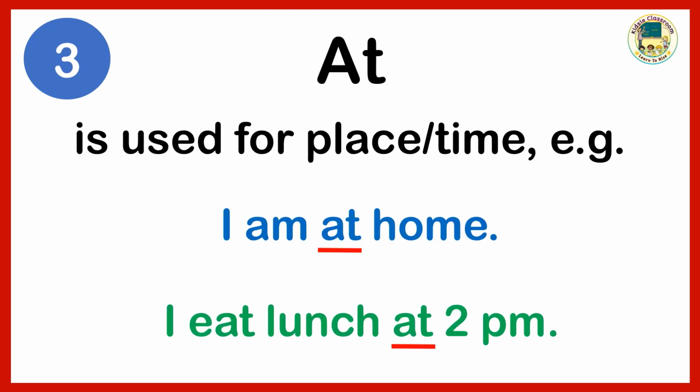Next preposition is at. At is used for both place or time. For example, I am at home. In this example, home is a place, so that's why at is used for place. Whereas the next example is I eat lunch at 2 p.m. In this example, at is used for time.